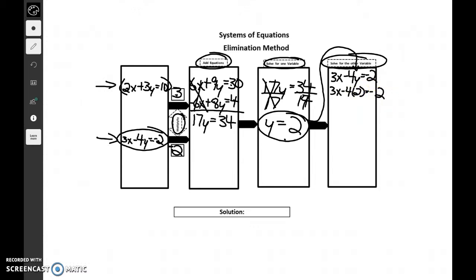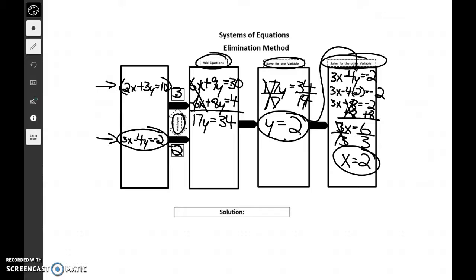So all I have left to do now is just solve for x, and I have my answer. So I have 3x. What's negative 4 times 2? Negative 8. So I've got negative 8 equals negative 2. Next, I can add 8 to both sides. So the 8's are going to cancel out, and that's going to give me 3x is equal to negative 2 plus 8, which is going to give me positive 6. Divide both sides by 3, and the x is going to be equal to 2.